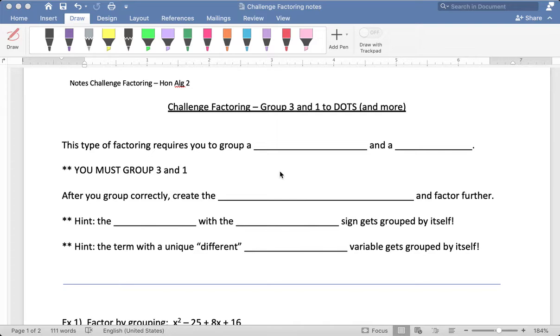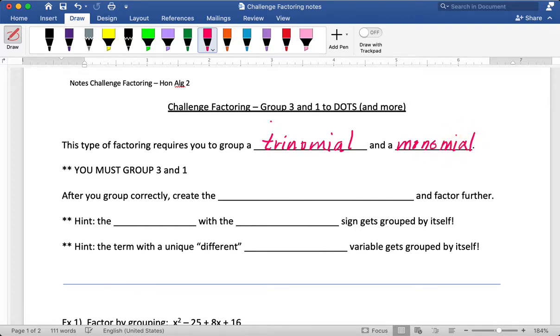This part of the notes is for challenge factoring. You are going to have to factor by grouping. It's going to tell you to group, and you must do it that way. So this type of factoring requires you to group a trinomial and a monomial. If you remember, a trinomial has 3 terms, a monomial has 1 term. So you must group 3 together and then 1 by itself.